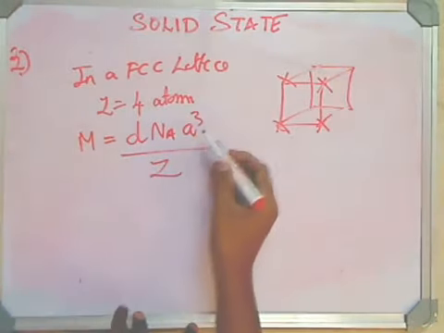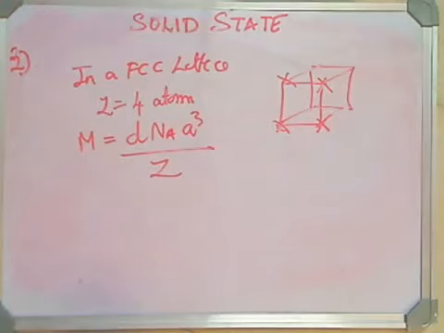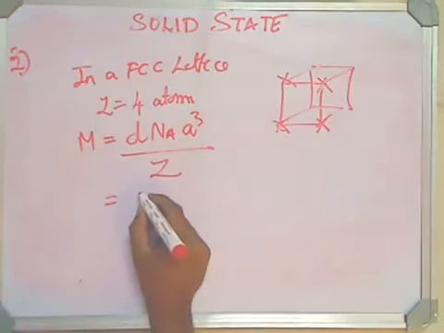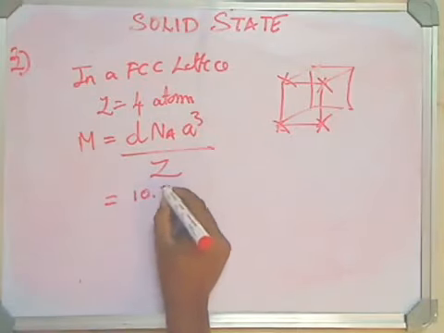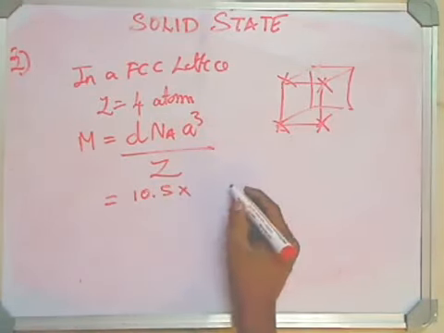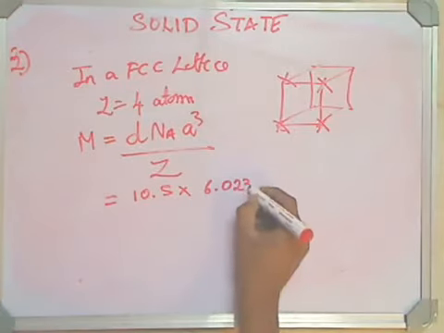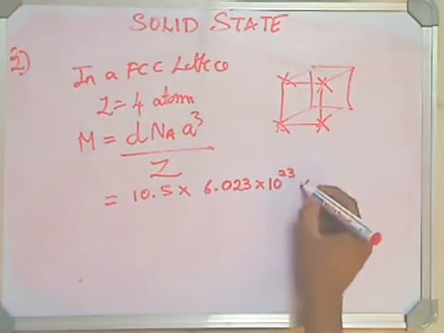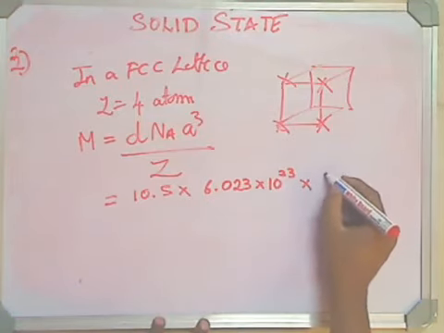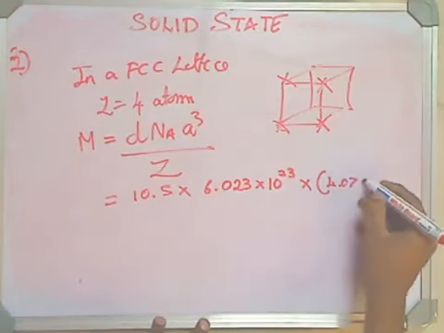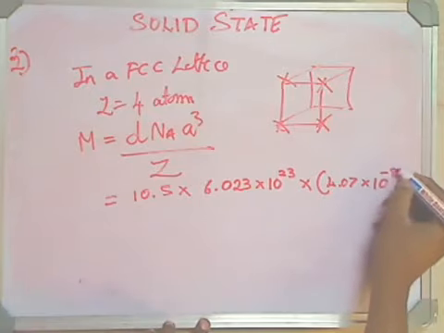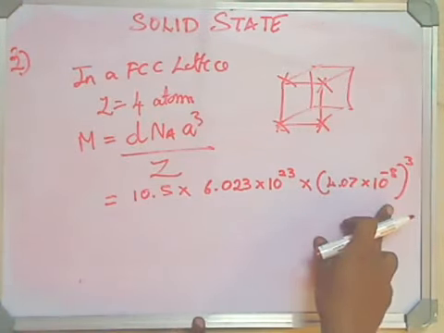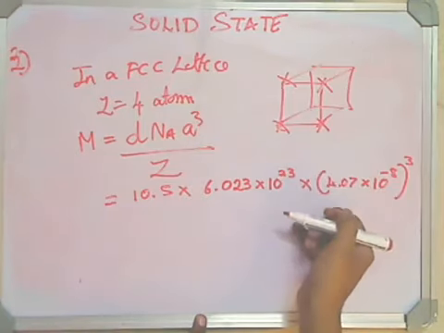Okay, I will tell you how the A cube comes here in a moment. And now this is what I need to do. D has already been given, which is the density, 10.5, multiplied by the Avogadro constant, which is 6.023 multiplied by 10 to the power of 23, which in turn gets multiplied by 4.07 into 10 to the power of minus 8 the cube. I get cube here because the structure itself is a cube.